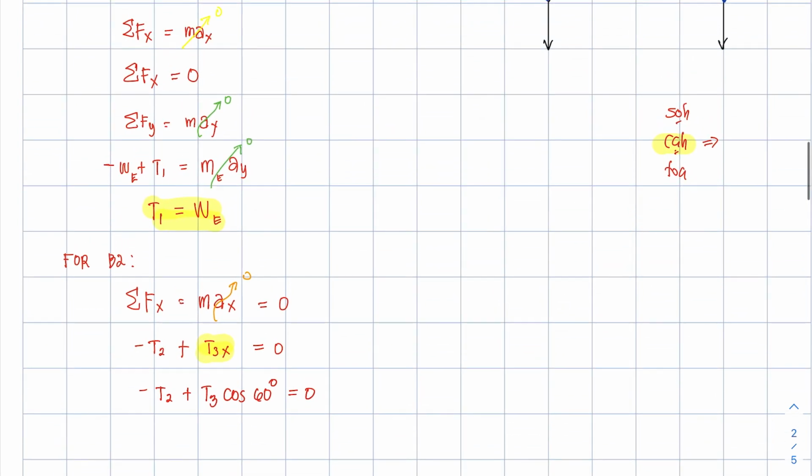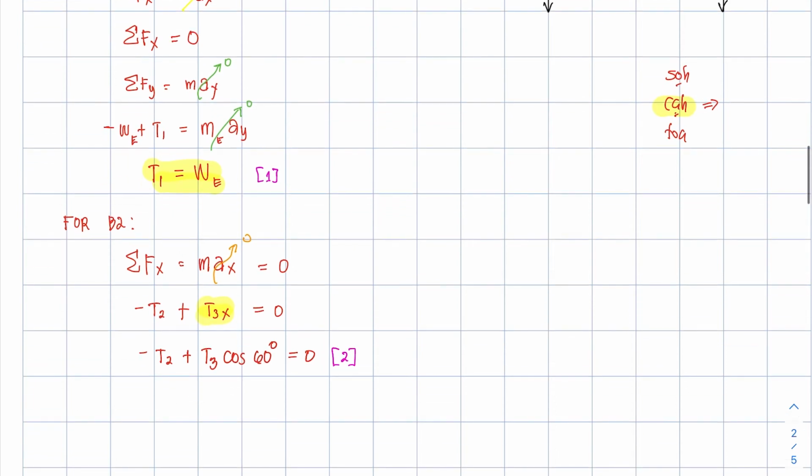I will call this first equation above my equation 1. This is my equation 2. And for equation 3, this is looking good, class, because we had 3 unknowns, but actually T1 is already solved. So we have 2 unknowns now. And take note, if we have 2 unknowns, we need at least 3 equations to make sense of that.